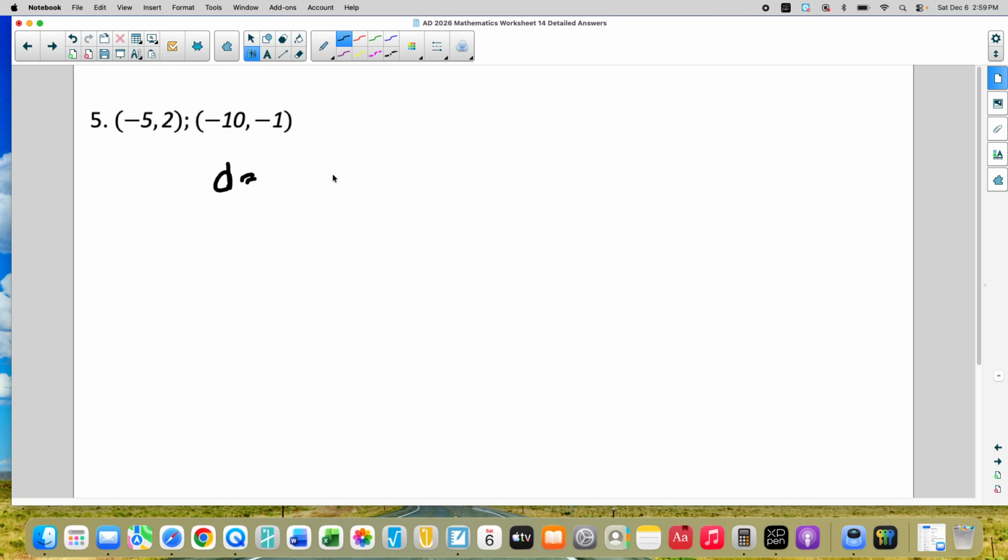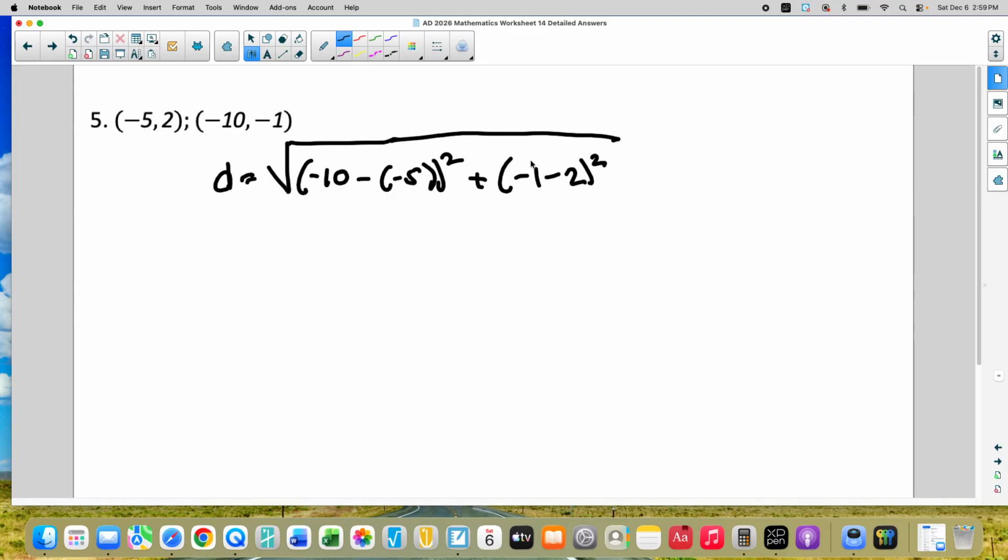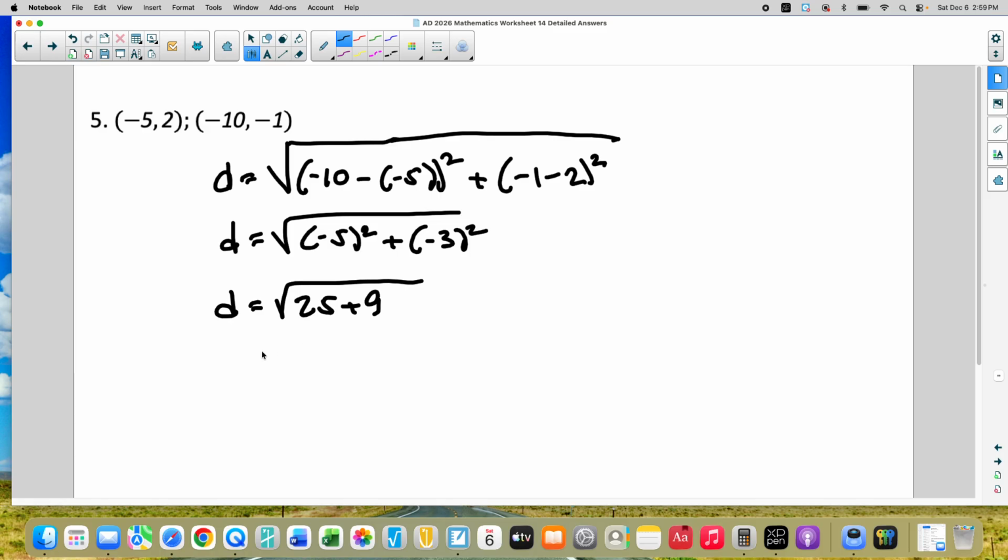All right, distance equals square root of negative 10 minus negative 5 quantity squared plus negative 1 minus 2 quantity squared. That's going to be negative 5 squared plus negative 3 squared. Distance equals 25 plus 9. Distance equals the square root of 34. And that's 17 times 2, and 17 is a prime number, so we're going to leave it at rad 34.